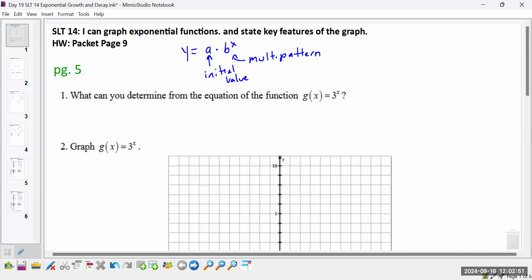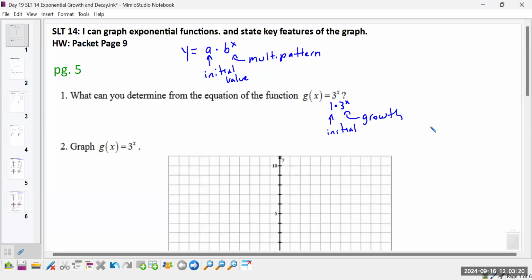When we look at number 1 on page 5, we can see that we have an initial value of 1. Now, when I say see, like with our math eyes, 1 times 3 to the x, we have an initial value of 1. We have a multiplication pattern of 3, which tells us this is a growth. So 2 is asking us to graph g of x equals 3 to the x.